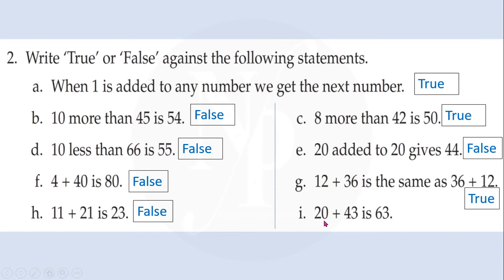Coming to I. 20 plus 43 is 63. Is the statement correct? Is it true? Yes, it is. If you add 20 and 43, you will get 63. Therefore, this statement is true.